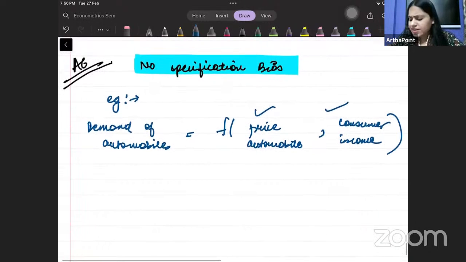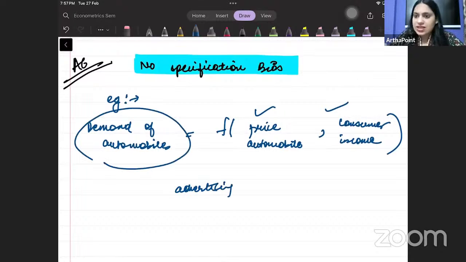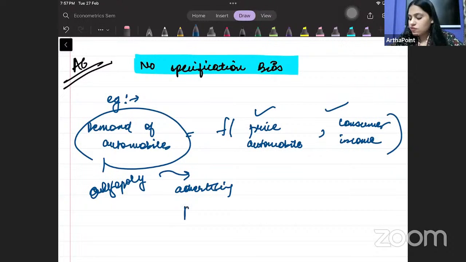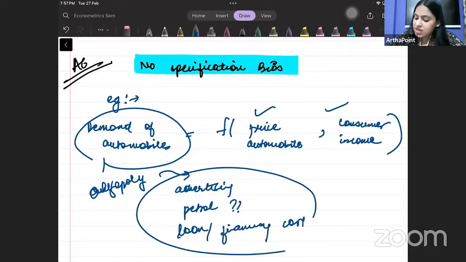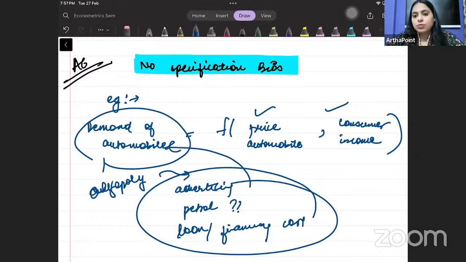But what about factors like advertising? The car market is completely an oligopoly model, and in oligopoly, we can have a role of advertising. What about a factor like the cost of petrol? What about factors like loans available or not, financing cost? These factors can also affect the demand of the automobile.